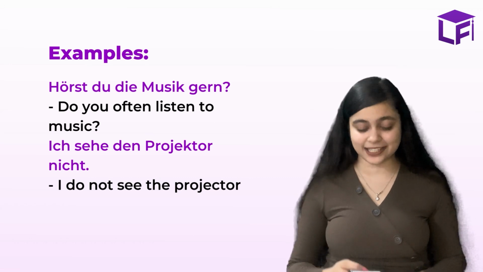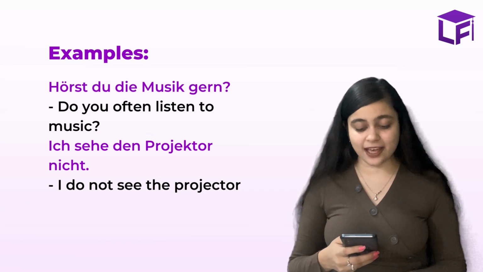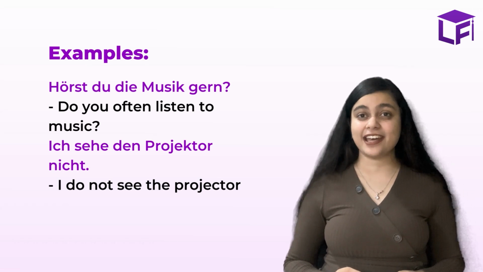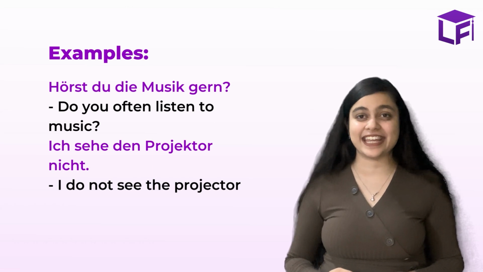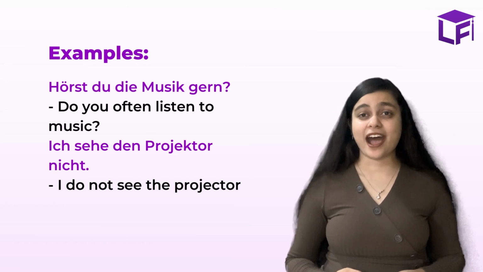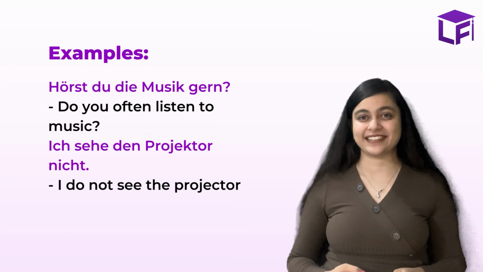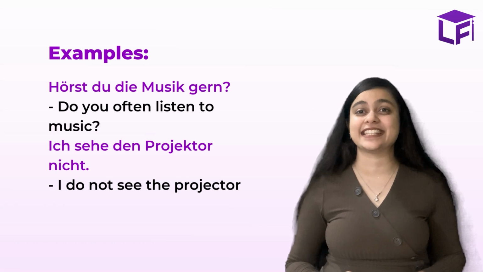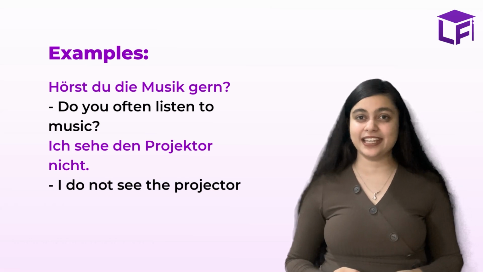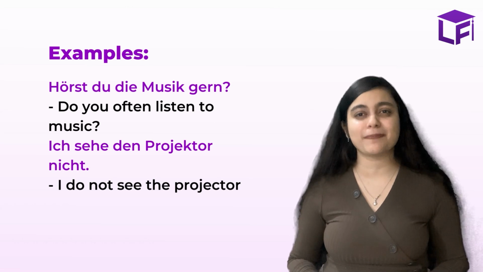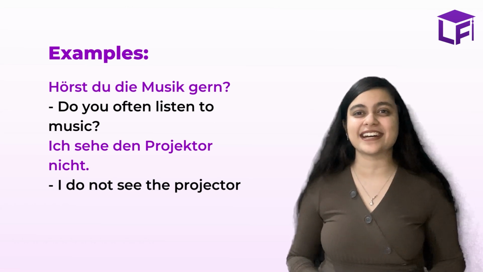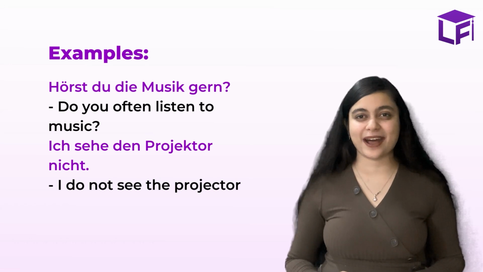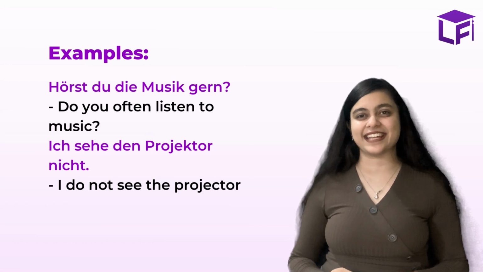The next sentence says, Ich sehe den Projektor nicht. So, I do not see the projector. The verb of the sentence is sehe, which means to see. And who or what is being impacted by seeing? The projector. So the projector, or den Projektor, becomes your accusative case of the sentence.